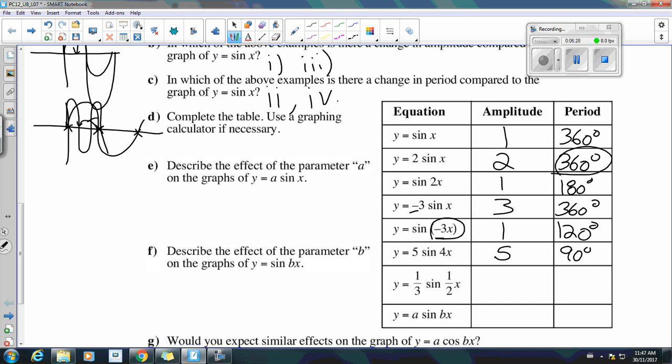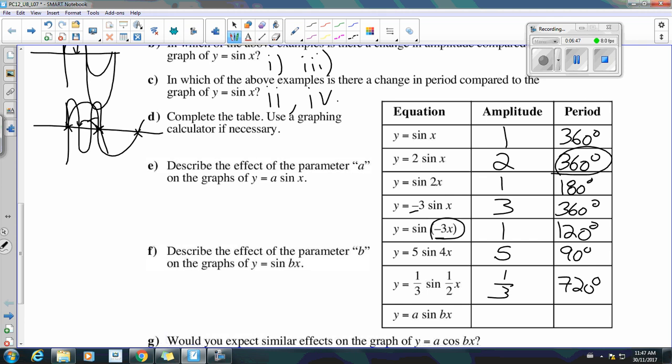Keep going. 1/3. We now have an amplitude of 1/3. We times our max and our min by 1/3. Now, since we have a horizontal stretch of 2, it's going to take us twice as long to repeat. So instead of repeating in 360 degrees, it's going to be in 720 degrees.